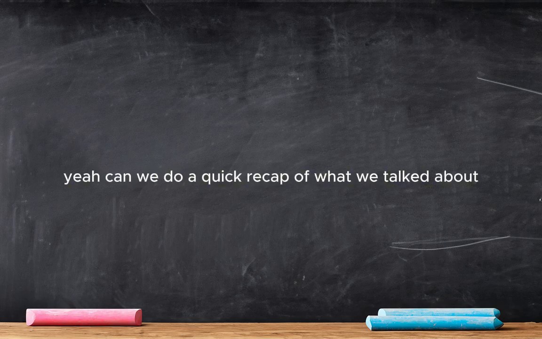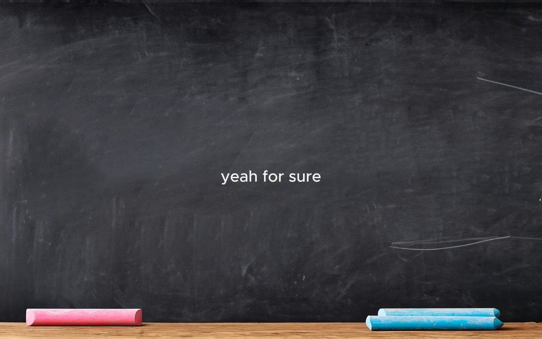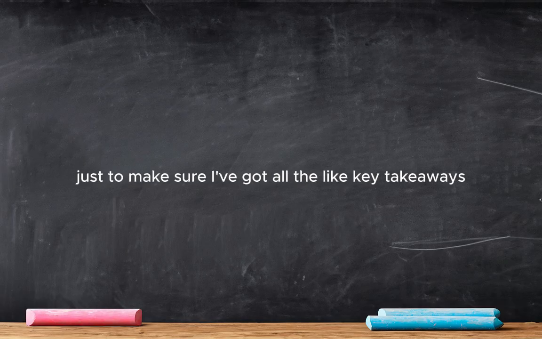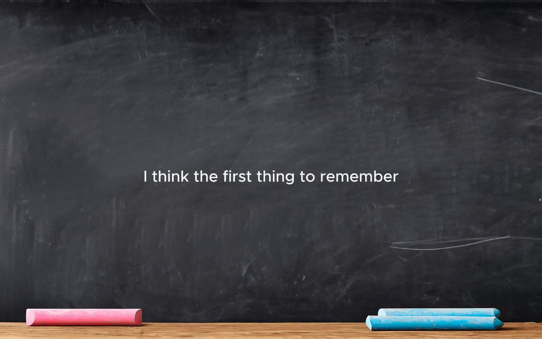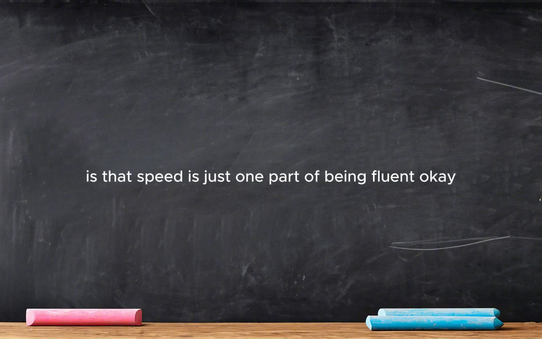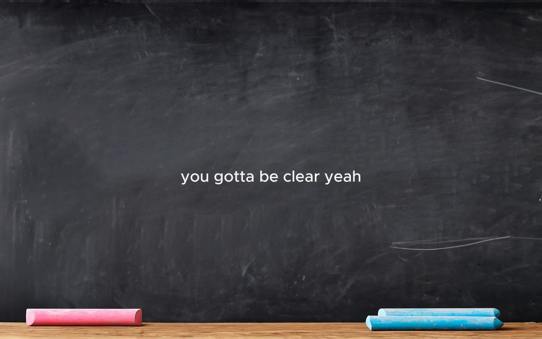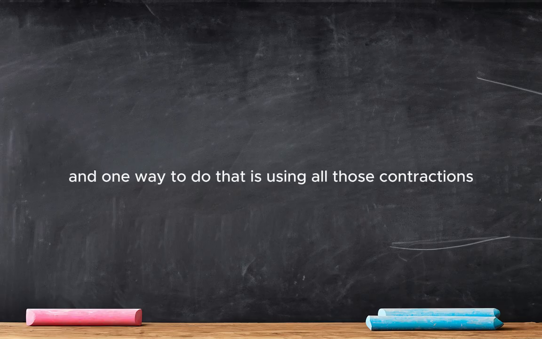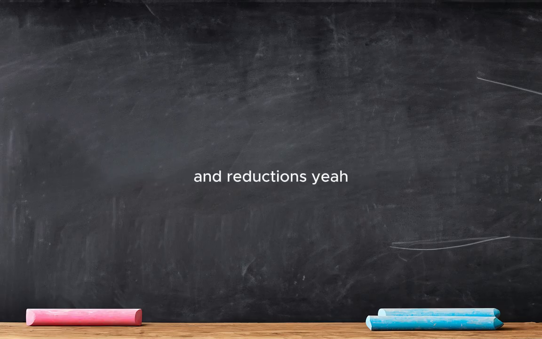Yeah. Can we do a quick recap of what we talked about? Yeah, for sure. Just to make sure I've got all the key takeaways. Okay, well, I think the first thing to remember is that speed is just one part of being fluent. You don't want to just talk fast. You got to be clear. And you got to sound natural. Right. So it's a balance. Exactly. And one way to do that is using all those contractions and reductions.